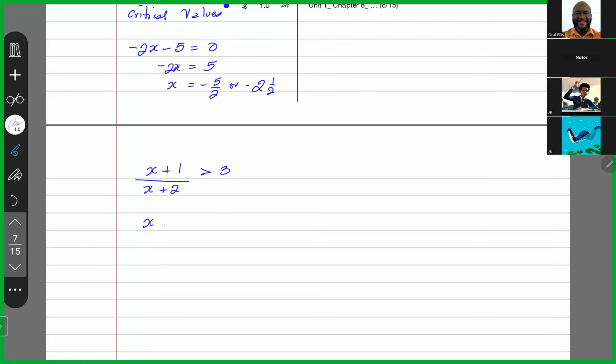So I'm going to multiply the left side and the right side by the square of the denominator on the left side, which is x plus 2 squared. I'm going to multiply the right side by the same thing, x plus 2 squared. So the x plus 2 on the left cancels one of the x plus 2. So on the left, I'm going to have x plus 1 multiplied by x plus 2 is greater than 3 into x plus 2 squared.